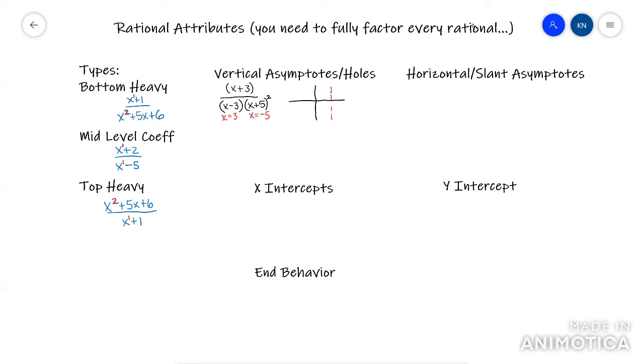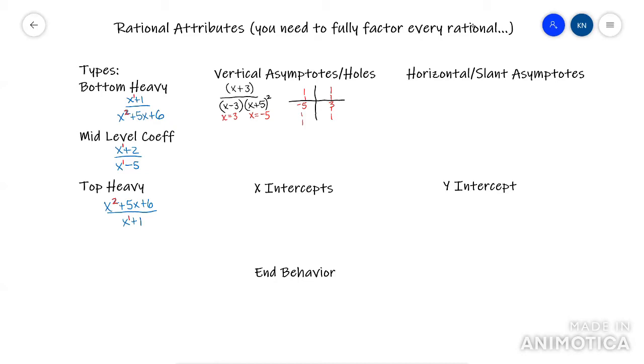Here's 3. Here's -5. So that's how you find the vertical asymptotes, is by factoring the entire rational and taking the bottom factors and setting them equal to 0.